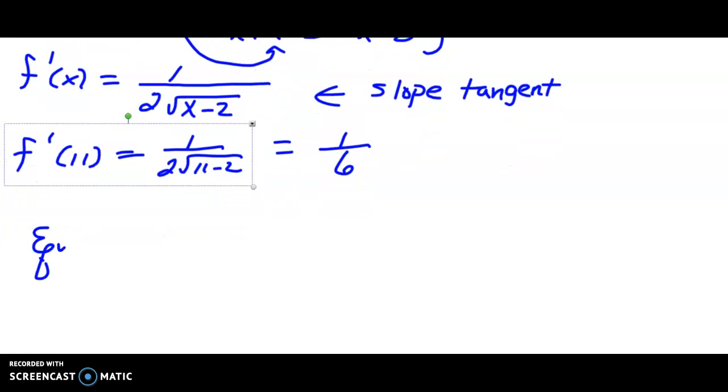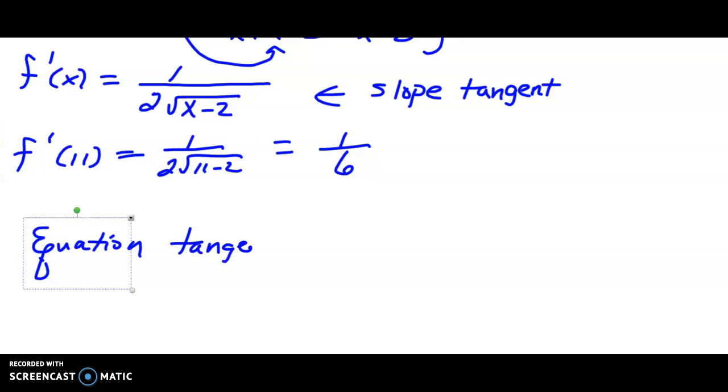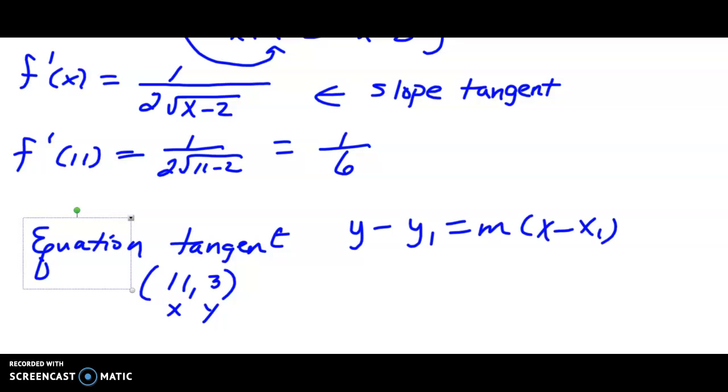So now the last step is to find the equation of the tangent line. Now remember, your point that we're subbing in is 11 and 3, which is like your x and your y value. So if we use point slope form, y minus y1 equals slope times x minus x1, we will get y minus 3 equals, and we just found the slope, which is the derivative, to be 1/6, times x minus 11. And this is fine to leave it in point slope form.